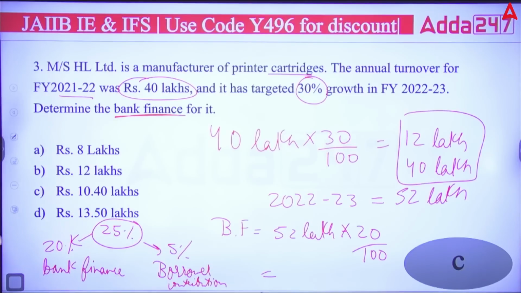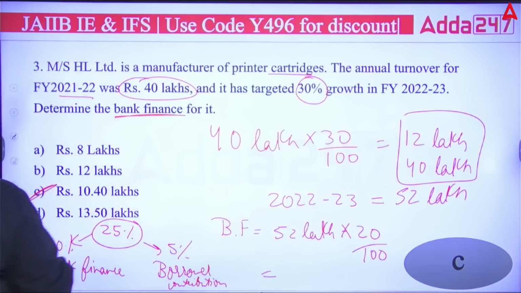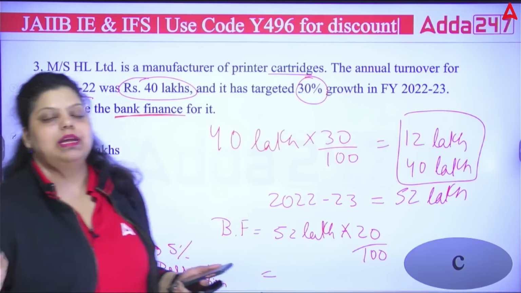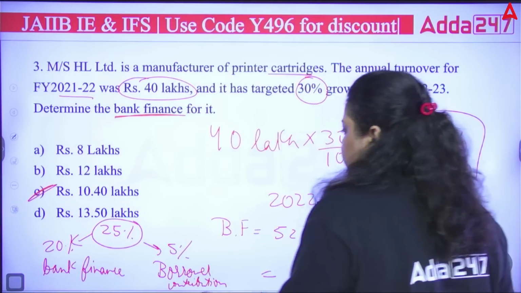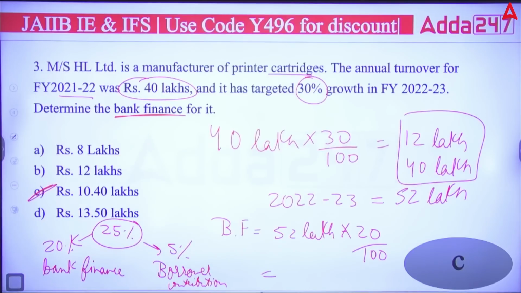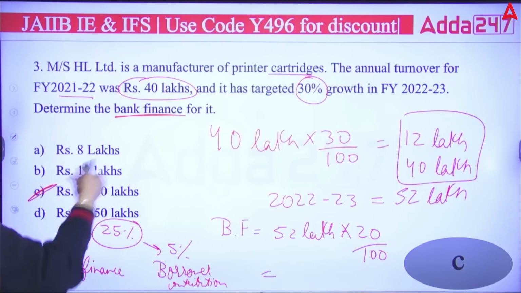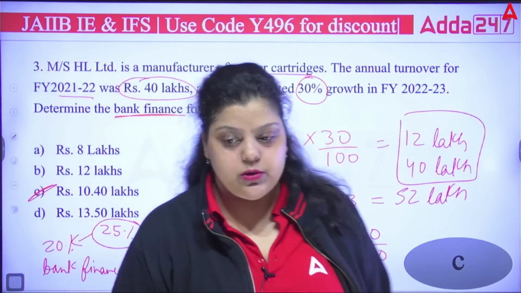Okay, it will be 1040 lakhs. So the right answer will be C. Do make sure you take your calculator with you. Calculator is very important. I am calculating that on the phone, but you take your calculator with you because the digits might be rough, like this 10.40 we have to calculate, and it saves your time. So definitely take a calculator with you.